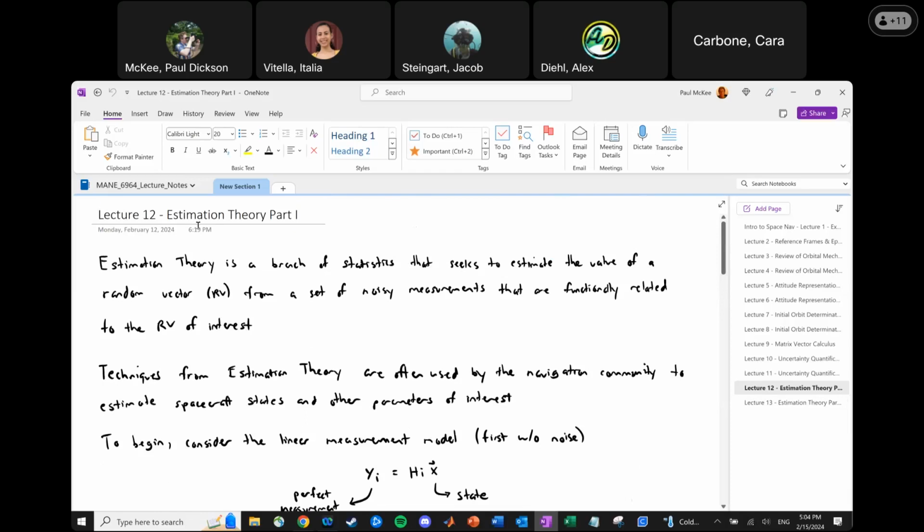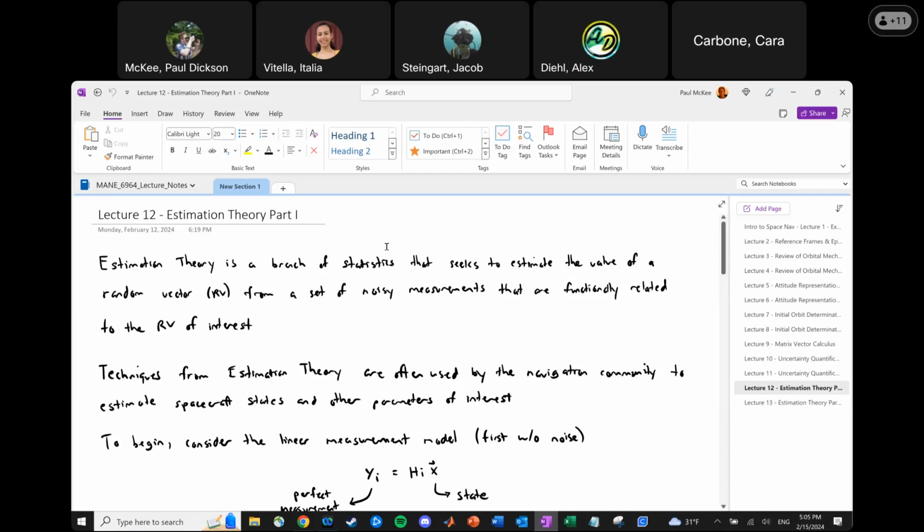As a review from last class, estimation theory is a branch of statistics that seeks to estimate the value of a random vector given a set of noisy measurements that are functionally related to the random variable or random vector of interest. That's starting to sound like the definition of navigation, right? Navigation is estimating, not necessarily determining, because we don't know for sure, but we can estimate the position, velocity, and attitude of a spacecraft given available measurements of its surroundings. Estimation theory is basically going to be the tool, the mathematical framework for most of the rest of the work that we do.